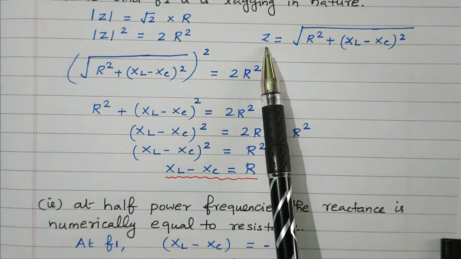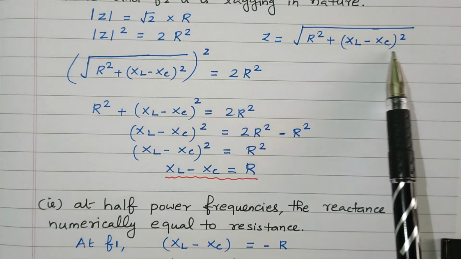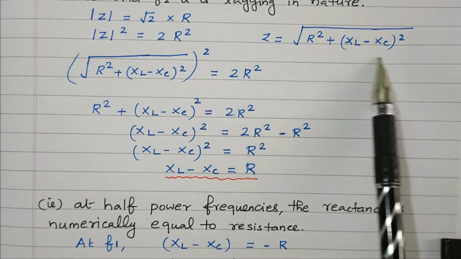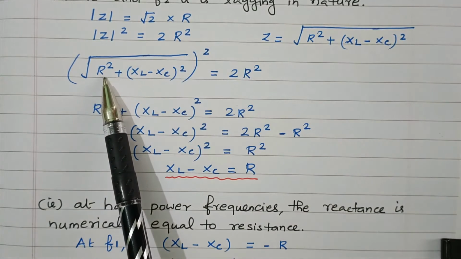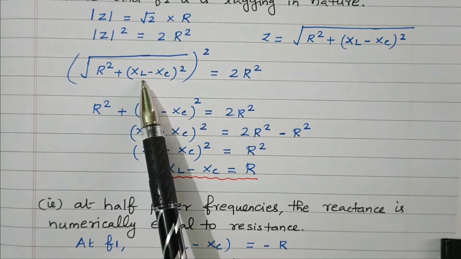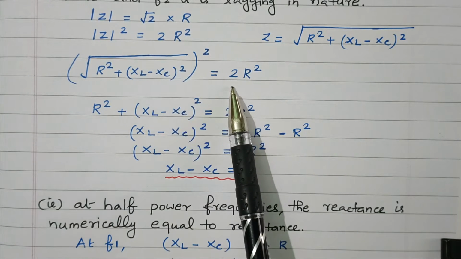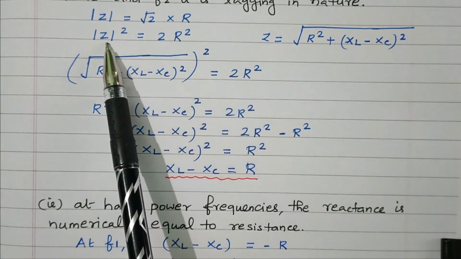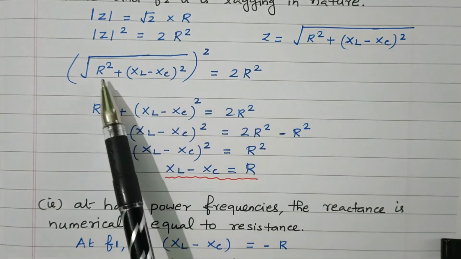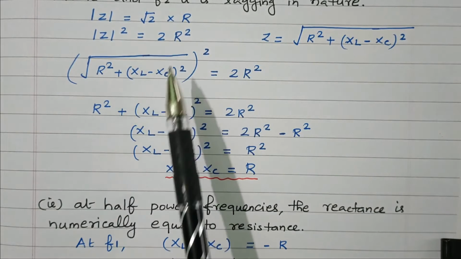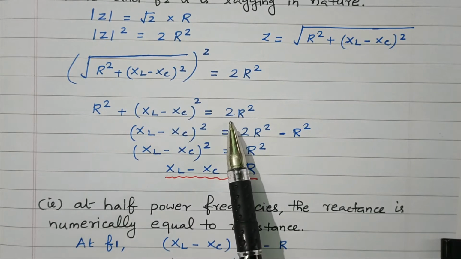But we know that Z, the impedance, equal to square root of R square plus XL minus XC the whole square, for an RLC circuit. Now we'll equate these two. Here Z square is there, so we take the square on the other side too, and while taking the square, the square root will disappear. So R square plus XL minus XC the whole square equal to 2R square.